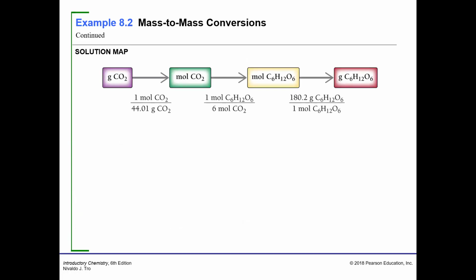Carbon dioxide. Carbon is 12. Oxygen is 16. So 16 times 2, how much do I get? 32. Very good. 32. And then add 12 to it.